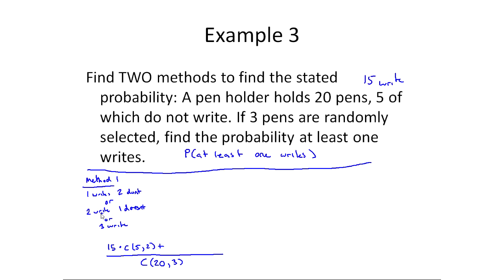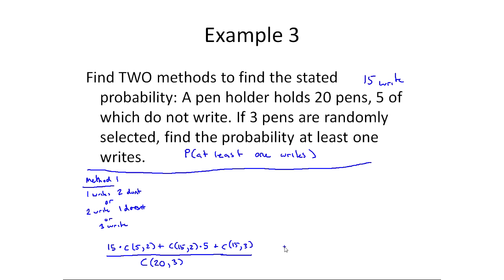Or, so I got to add 2 write. So I pick 2 from the 15 that write, and I pick 1 that doesn't, so that'd be times 5. Or I pick all 3 that write, so that would be out of the 15, I pick 3. All right, so that's a little bit of pain. It wasn't horrible, though. It would be really horrible if we were picking maybe 6 pens or something like that. So you could see this could go in a direction I don't want it to go. It could be pretty awful.